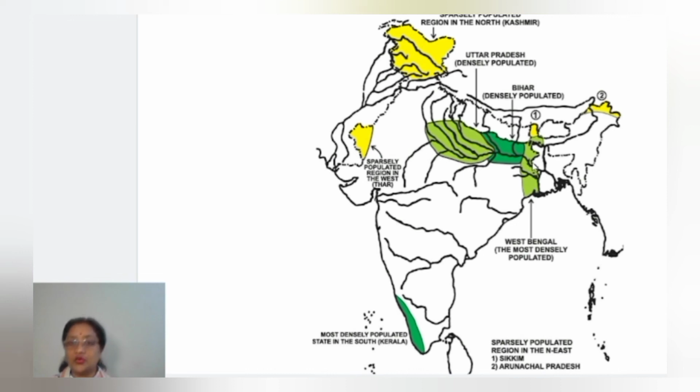Whenever it comes to mark the densely populated areas, you can say that these are the areas which are densely populated, and most densely populated is West Bengal in the eastern side, and in southern parts it is Kerala. So according to the question, whatever comes for you, you can mark the regions. So children, this is all with the map session.